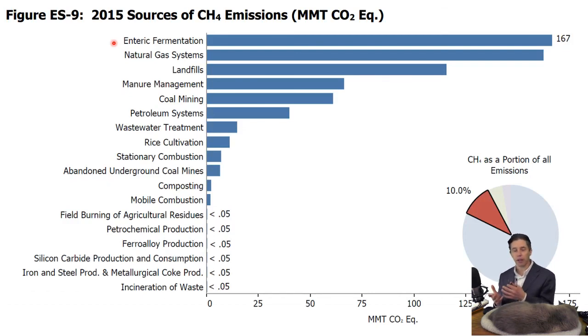produce a lot of methane. As a country, we really like our hamburgers, so we have a lot of cows, and cows produce a lot of methane. That's enteric fermentation. That's the number one source of methane in our country.